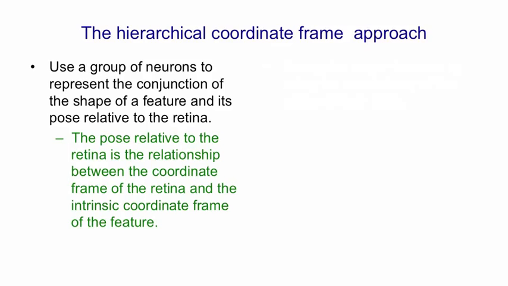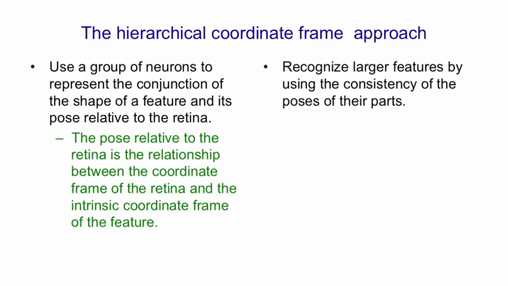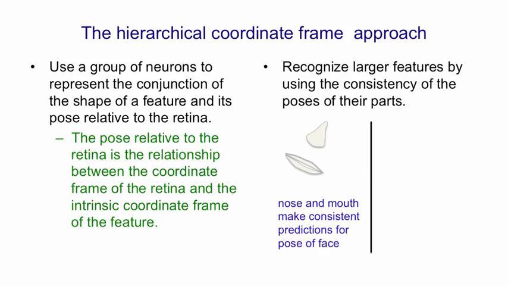Once we've done this, and we have a representation of the pose of parts of objects relative to the retina, it's easy to use the relationships between parts to recognize larger objects. So we're going to use the consistency of the poses of the parts as a cue for recognizing a larger shape. If you look at this picture, we have a nose and we have a mouth, and they're in the right spatial relationship to one another. One way of thinking about that is that if you ask the mouth to predict the pose of the whole face, and if you ask the nose to predict the pose of the whole face, they'll make similar predictions.